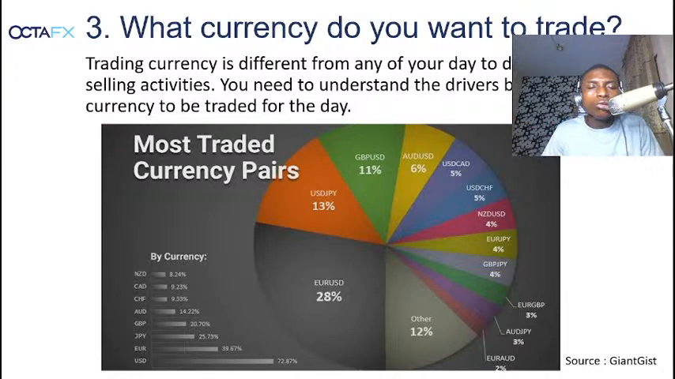So you need to just choose what currency suits you, right? What currency pair you want to trade. If you want to trade now, you need to look at the currency pair you want to trade. You need to understand the driver. You don't just jump on currencies without knowing what is driving them: the fundamentals, the news, the macroeconomic news probably driving the coin at the moment.